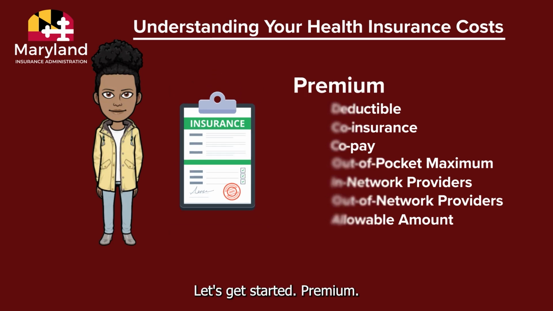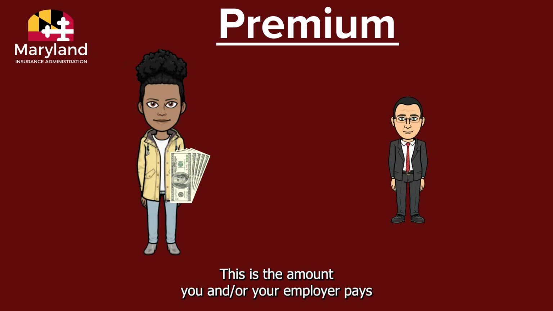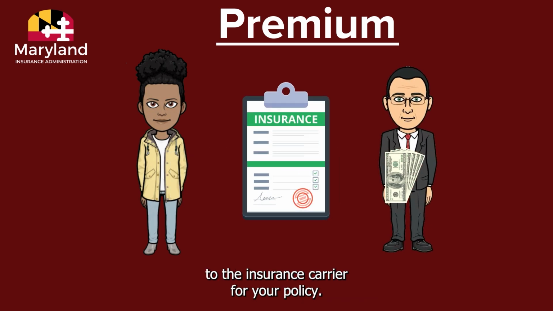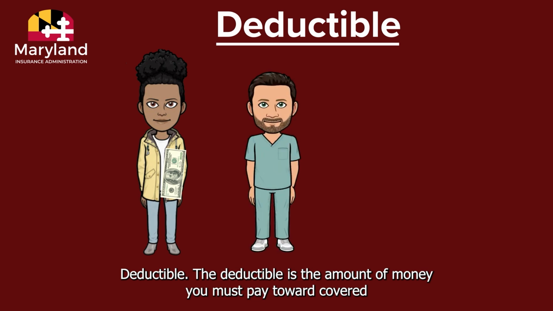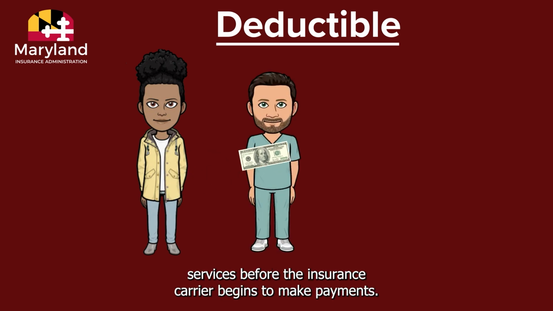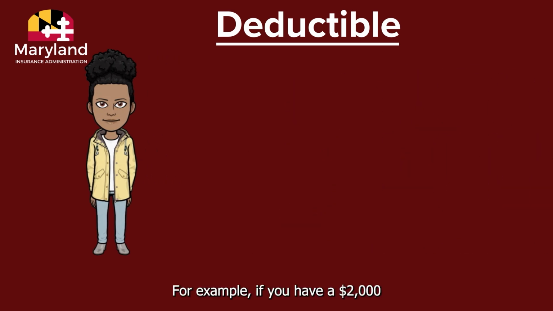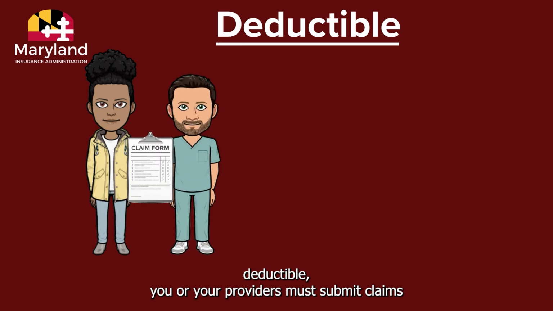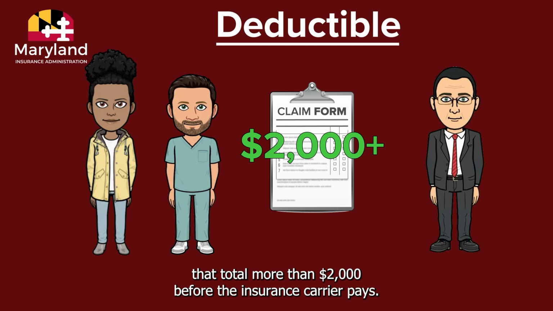Let's get started. Premium. This is the amount you and/or your employer pays to the insurance carrier for your policy. Deductible. The deductible is the amount of money you must pay toward covered services before the insurance carrier begins to make payments. For example, if you have a $2,000 deductible, you or your providers must submit claims that total more than $2,000 before the insurance carrier pays.